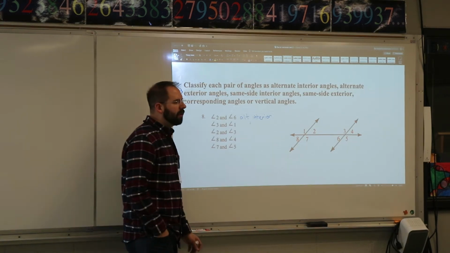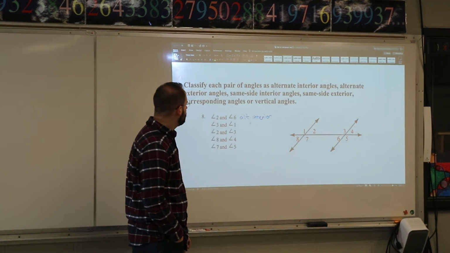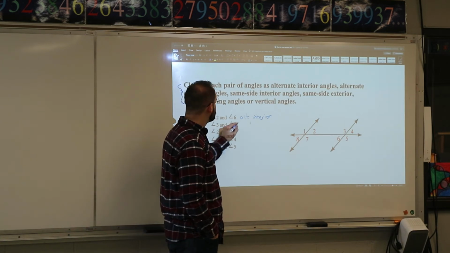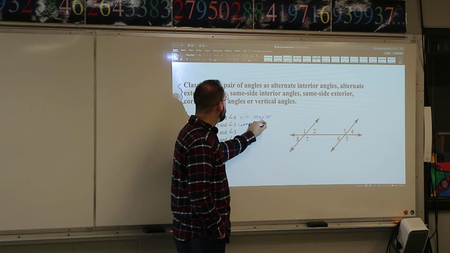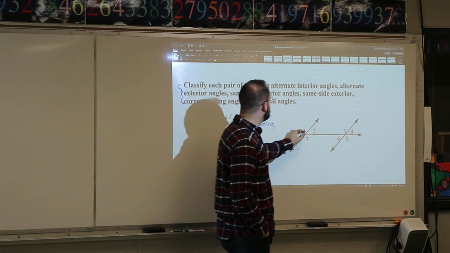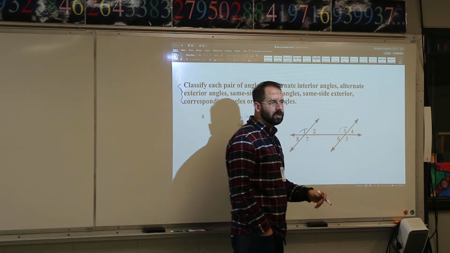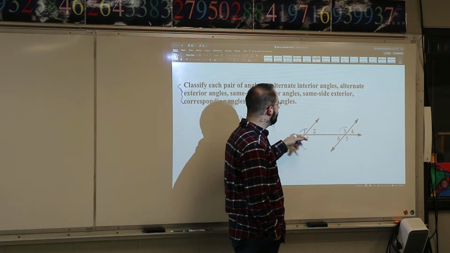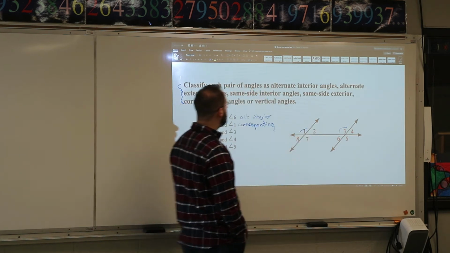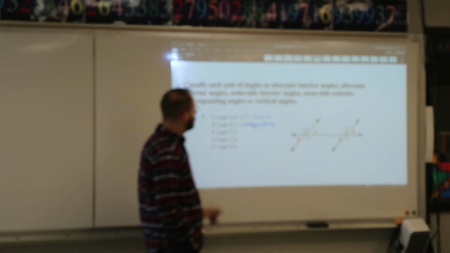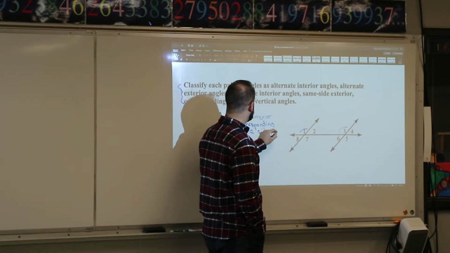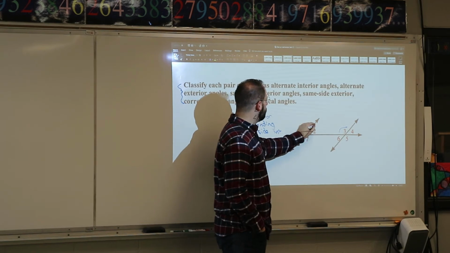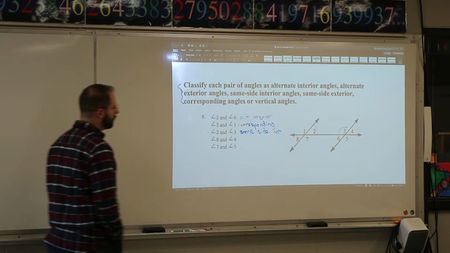All right, what about 3 and 1? Corresponding? Okay, good. 3 and 1 are corresponding. Again, what corresponding is, according to definition, same position of an intersection. One's inside, one's outside. They're on one side of the transversal. 2 and 3. Same side interior. That's 2 and 3. They're on the same side of the transversal inside.